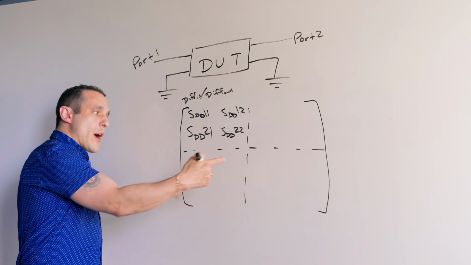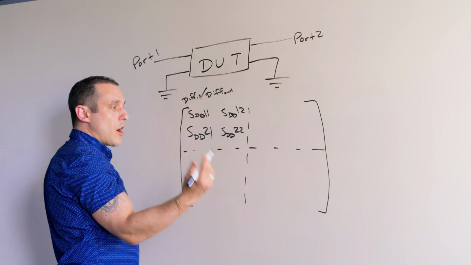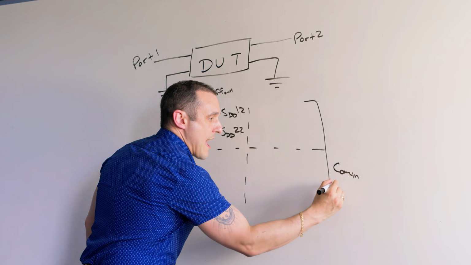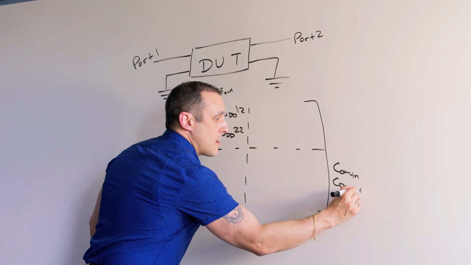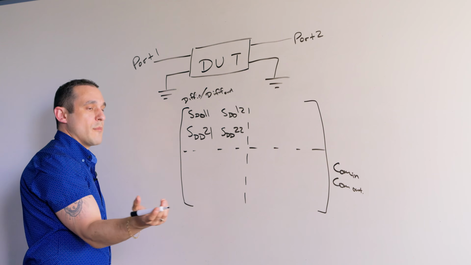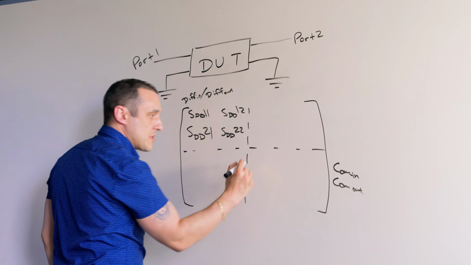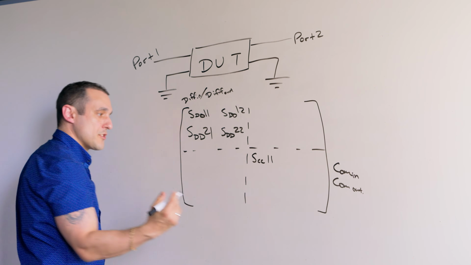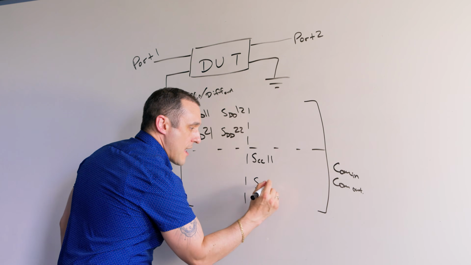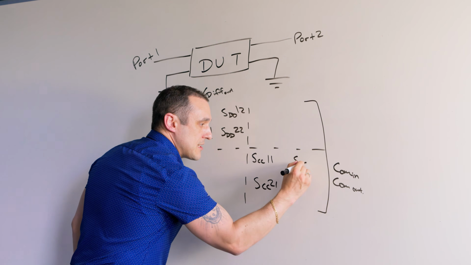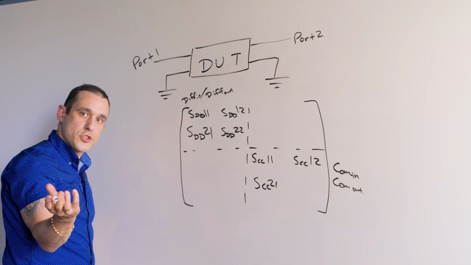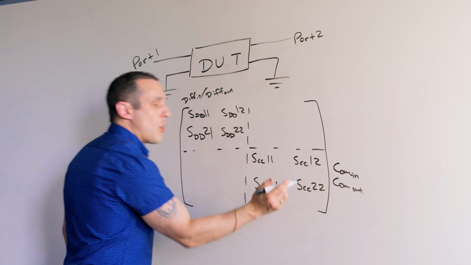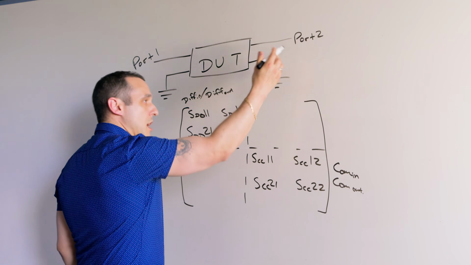So what is this lower right quadrant? Well, this lower right quadrant is for common mode in and common mode out. Basically, if I send in some common mode signal, I get out common mode signal. We would write this SCC11. This is a return loss term. And then here we have SCC21 and SCC12. These are our insertion loss terms. And then we have SCC22, also a return loss term, but applying at port 2.